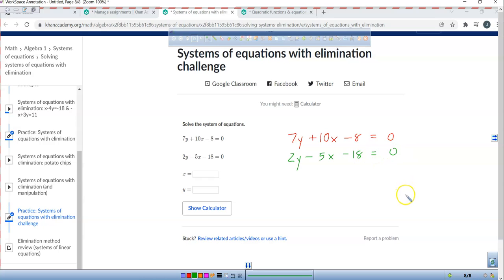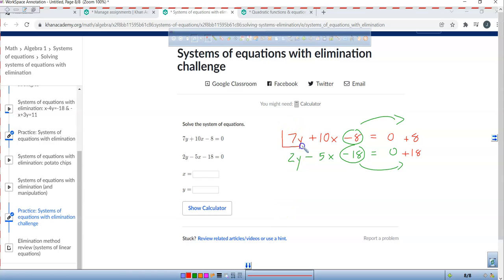All right. So this is not in the correct order. So we're going to get things in the correct order. The first thing I like to do is take this guy and chuck it across. After I move this across, that's going to be an 8, and that's going to be a positive 18 right there. So if I move that across the equal sign, it becomes a positive 8, and if I move that across the equal sign, it becomes a positive 18.